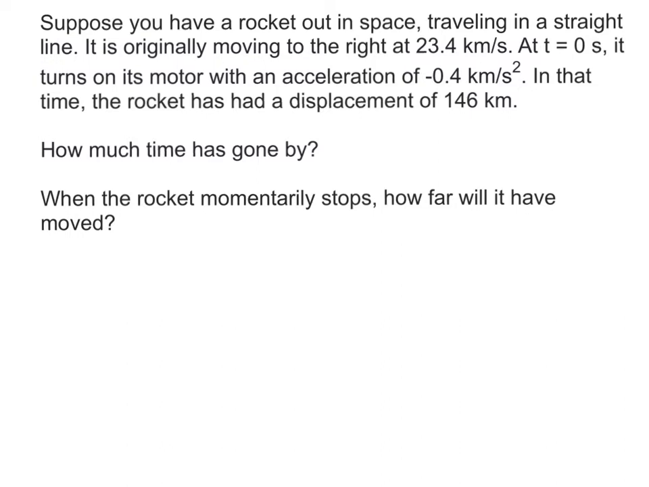So if I were to draw a picture of the rocket, I could imagine it having a shape like so. Its engine's blowing like this, but I would be describing its velocity vector, at least its initial velocity vector, in this direction, and the acceleration in the opposite direction.